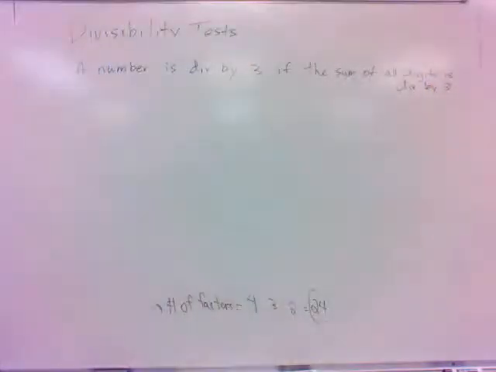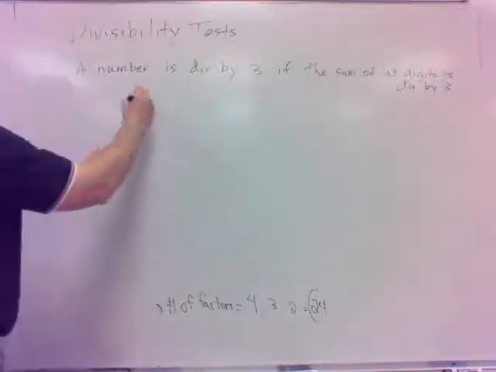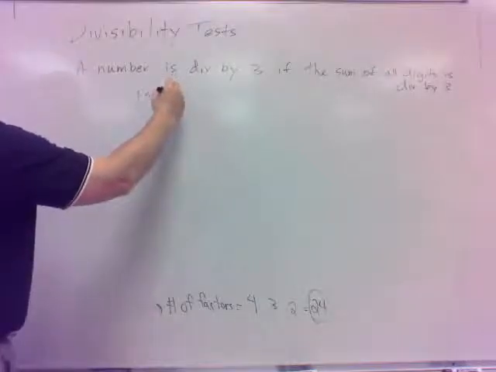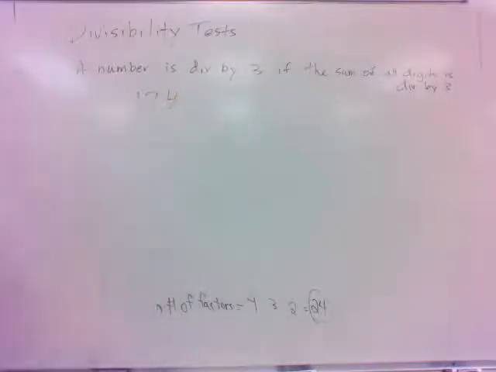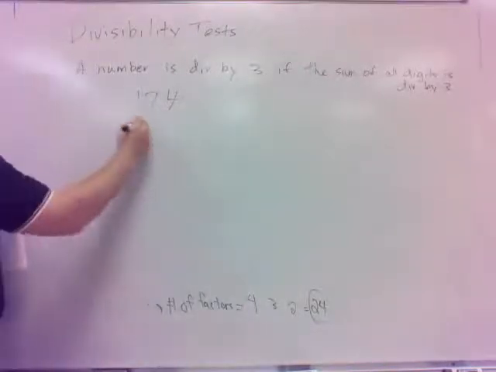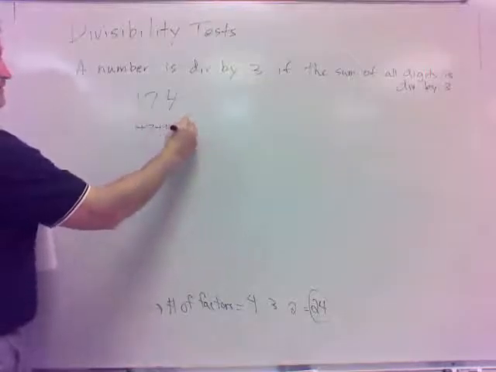You add the digits. For example, 174. Probably not a known multiple of 3, but right from here I can tell that one is divisible by 3, because what do you get if you add the digits? 12. It's divisible by 3.